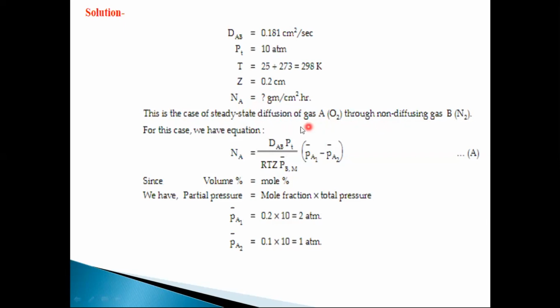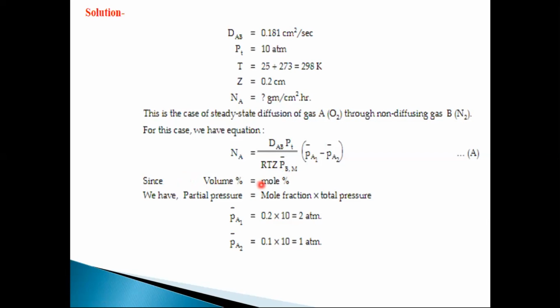So this is the case of steady state diffusion of oxygen A through the non-diffusing nitrogen, that is component B. We have already derived this equation in the previous lecture, that is NA is equal to DAB into PT into PA1 minus PA2, divided by RT into Z into PBM. So this is the case for gases.